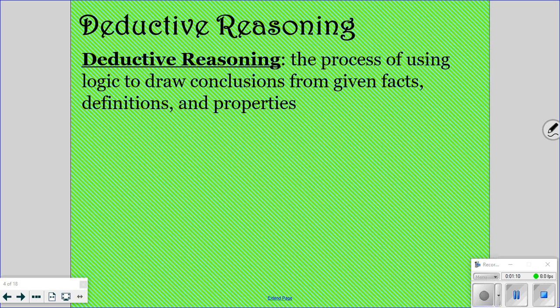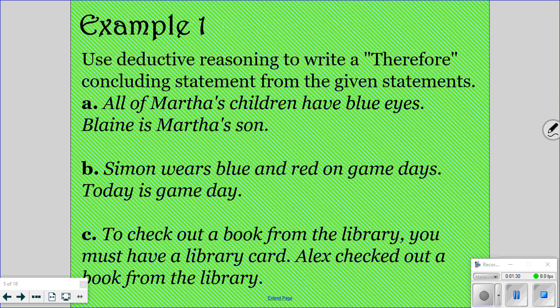Deductive reasoning. We've talked about inductive reasoning. That's where you look at past information and you base your conclusion on what you've seen in the past. Deductive reasoning is where you use logic to draw conclusions from given facts, definitions, and properties. So let's look here, and we want to use deductive reasoning to write a therefore concluding statement.